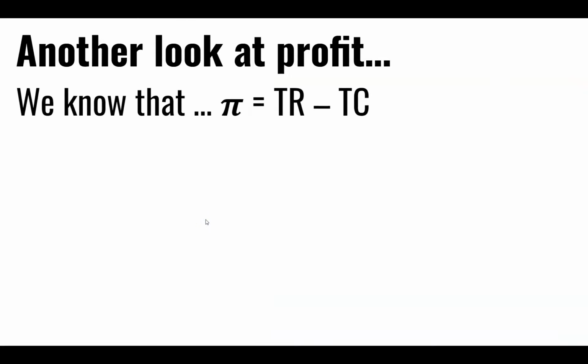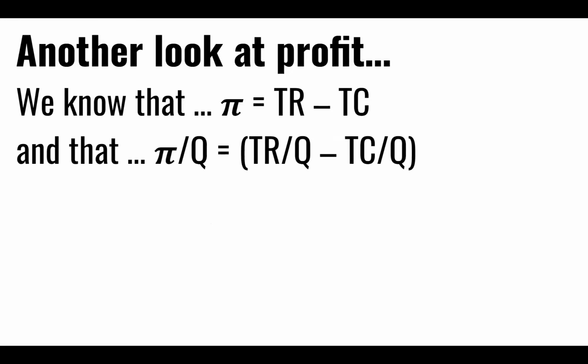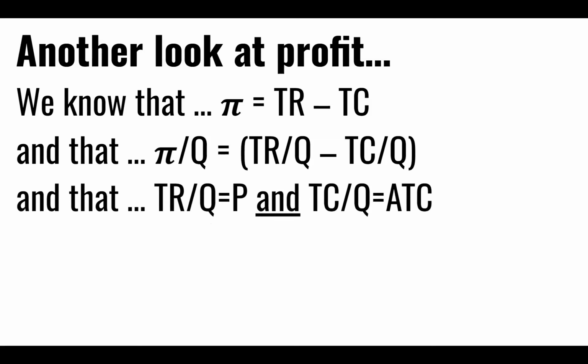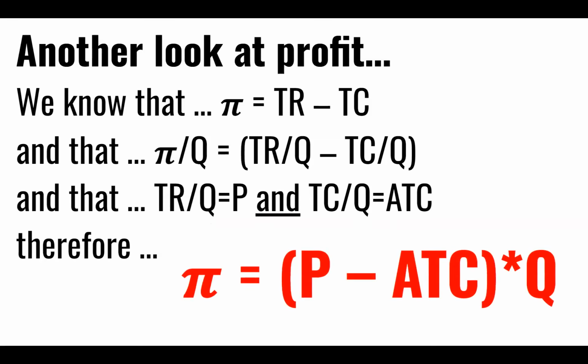So again, just to review, we know that profit is equal to total revenue minus total cost. And if we divide both sides by quantity, we'll get profit per unit is equal to total revenue divided by quantity, which we determined as marginal revenue, or average revenue, which is equal to price. And we found that total cost divided by Q is average total cost. And so we know that profit per unit is going to be equal to price minus ATC. So total profit will be (price minus ATC) times Q.